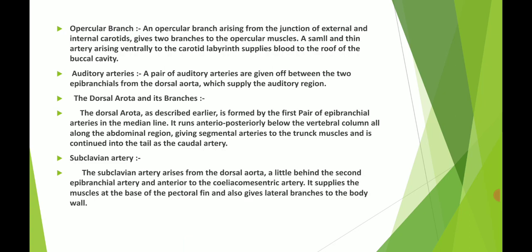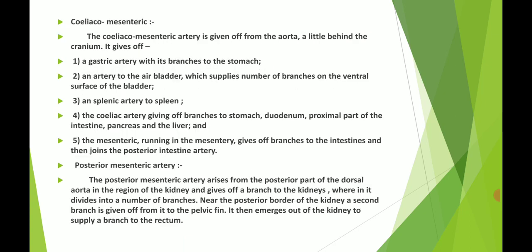Then the next one is the subclavian arteries. The subclavian artery arises from the dorsal aorta a little behind the second epibranchial artery and anterior to the coeliacomesenteric artery. It supplies the muscles at the base of the pectoral fin and also gives lateral branches to the body walls.